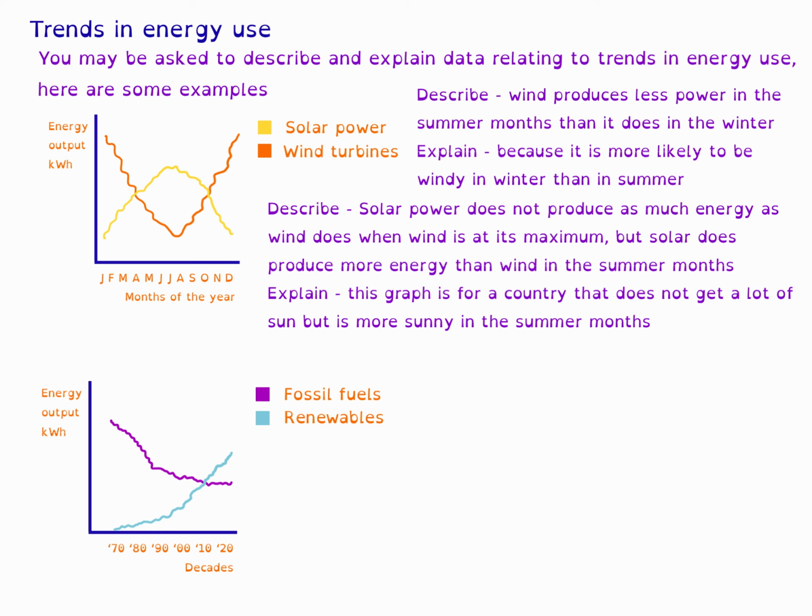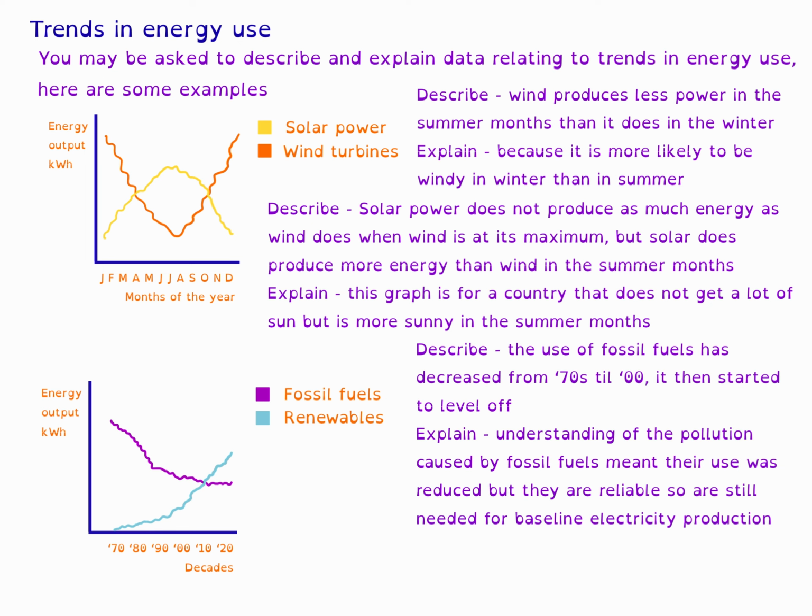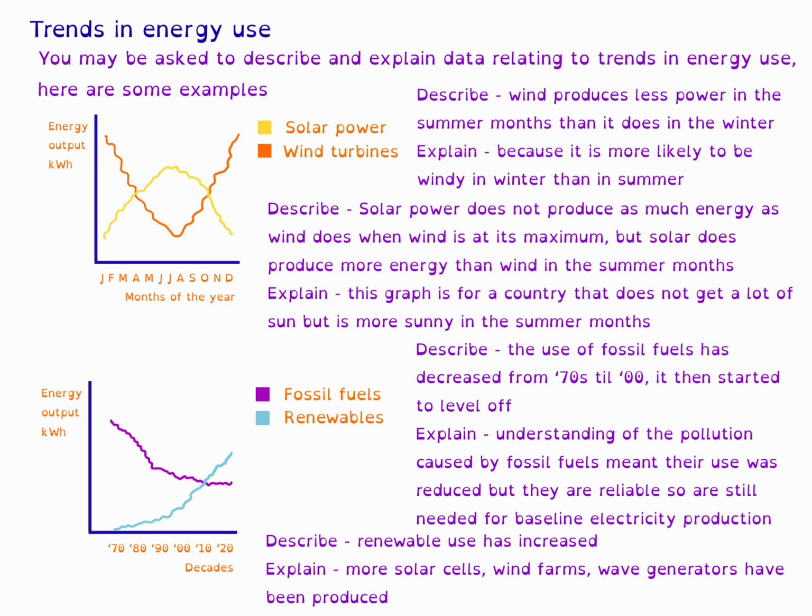On this next graph, the description might be: the use of fossil fuels has decreased from the 70s till the 2000s, then it started to level off. The explanation: understanding of the pollution caused by fossil fuels meant their use was reduced. Reliable, so still needed for baseline electricity production. The description: renewable use has increased. And the explanation for that: more solar cells, wind farms, wave generators have been produced.